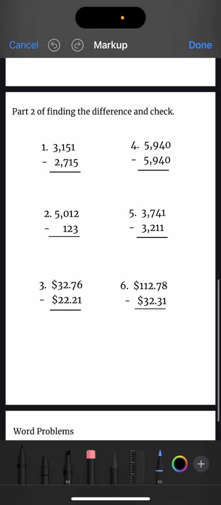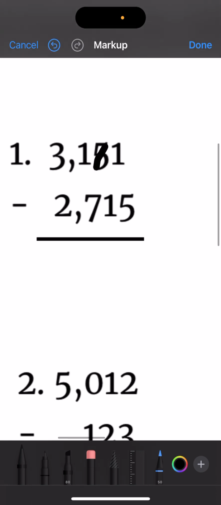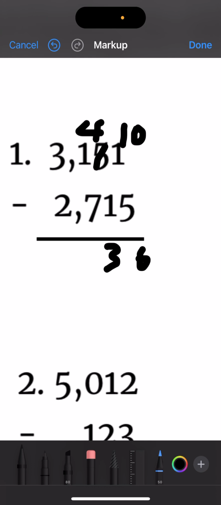Part 2 of finding the difference and check. So this is just more continued work from the subtractions. 1 minus 5, we can't quite do it. We'll just go through these because it's the same ones we've been doing so far. 4 minus 1 is 3.